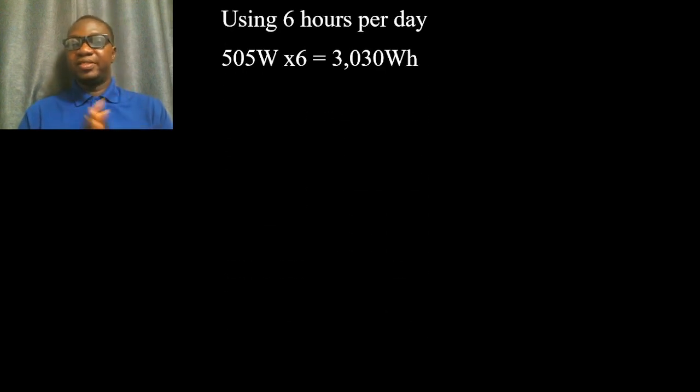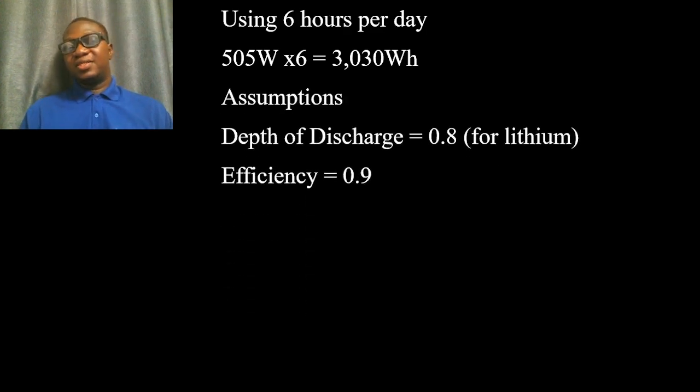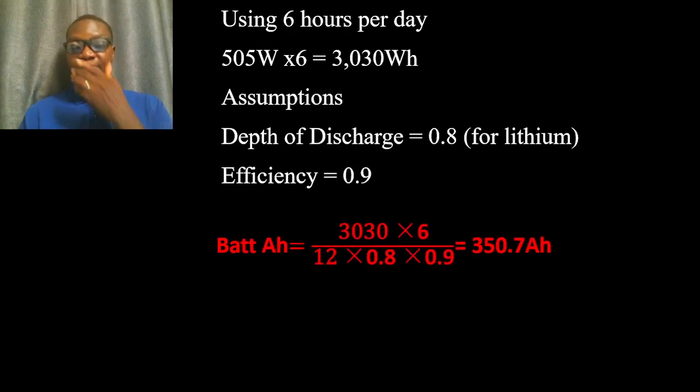So using 6 hours per day, 505 watts multiplied by 6 hours, that is 3030 watt hour. And the assumptions, just like I've said, the depth of discharge 0.8 and the efficiency 0.9. So you see that the amps of battery that we need, when you do the calculation, is 350.7 amps hour.